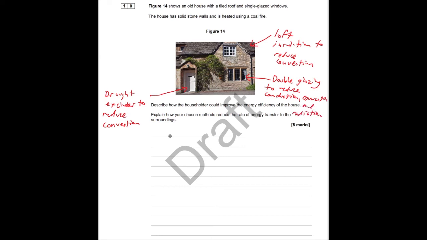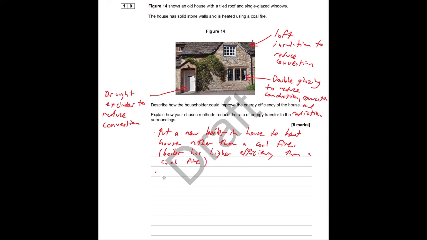Instead of a coal fire, put a new boiler in. The new boiler will have a higher efficiency than a coal fire. Reduce the temperature of the house, because if the house is closer temperature to the outside temperature, then energy won't be lost as quick.